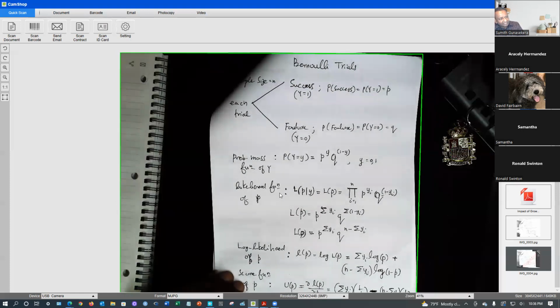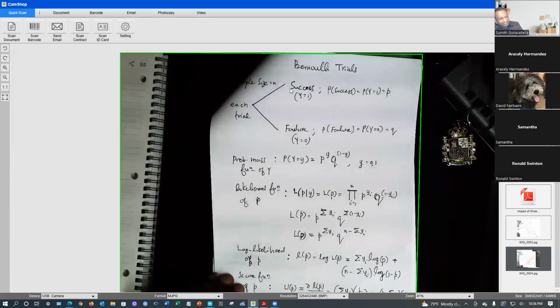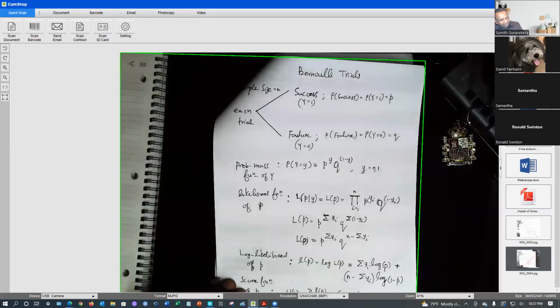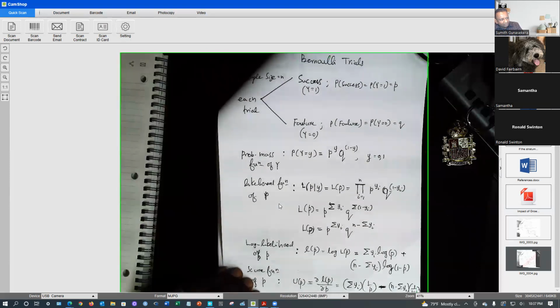Then the likelihood function is nothing but the product of all these values for each and every individual. Every individual carries this part, whether that person has the disease or not. So these parts are taken as a product, i goes from 1 to n. The product becomes a summation in the exponent. That's what we call the likelihood function.